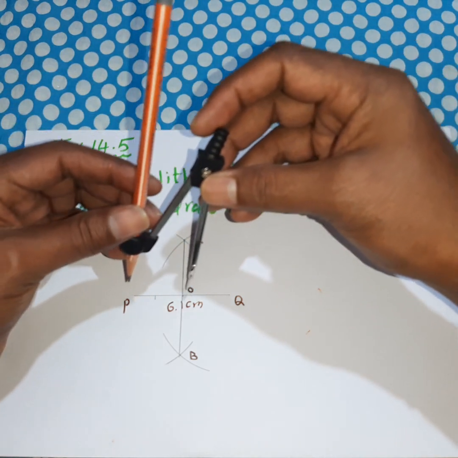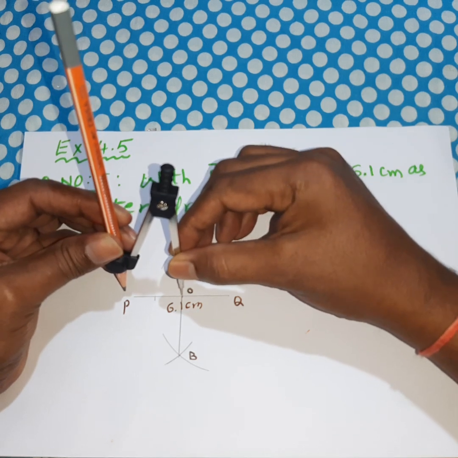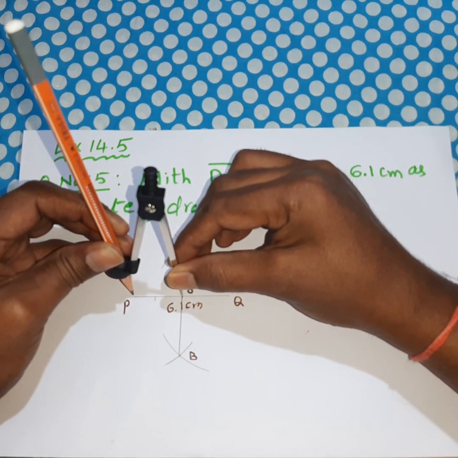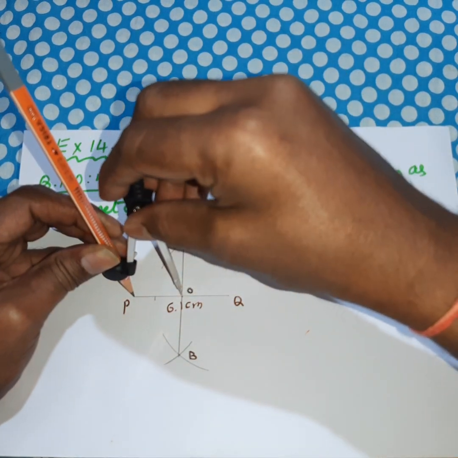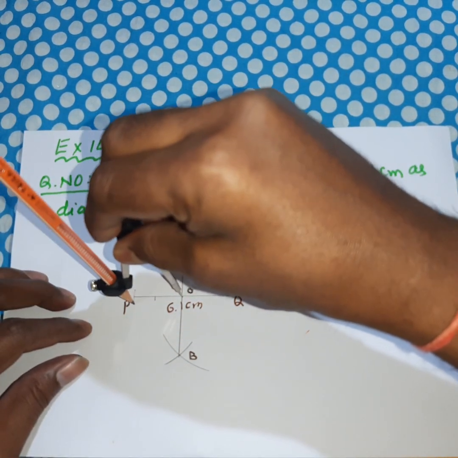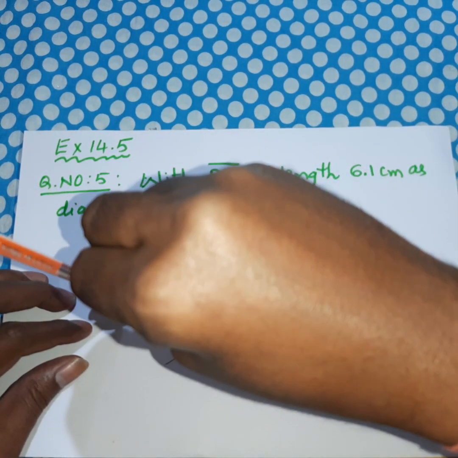Now, children, see this here. I am taking OP as the radius, right? This OP is exactly half of the length of PQ. You just construct a circle.